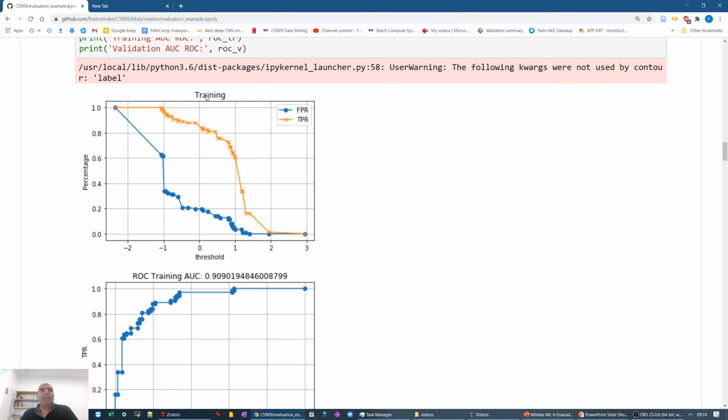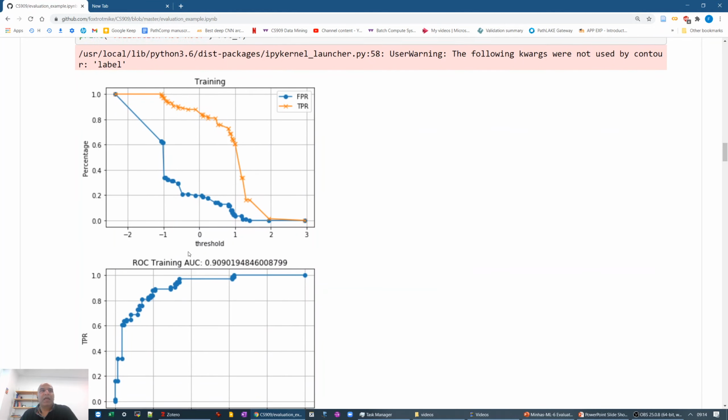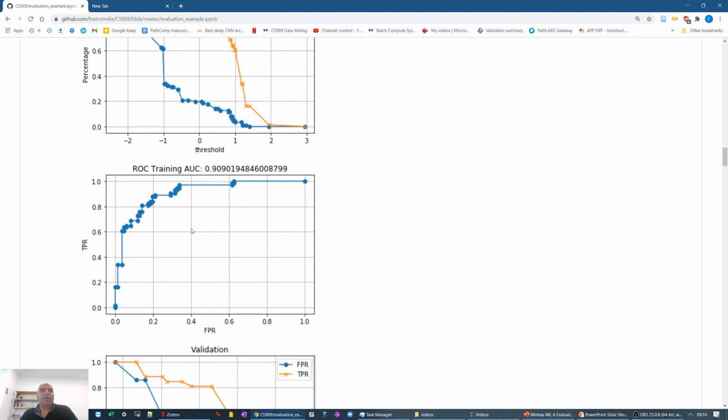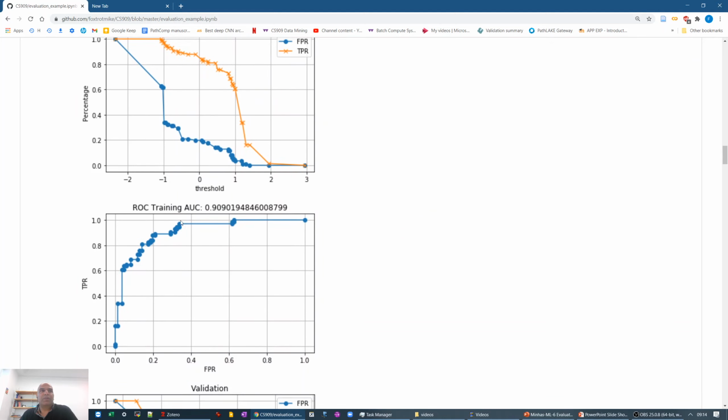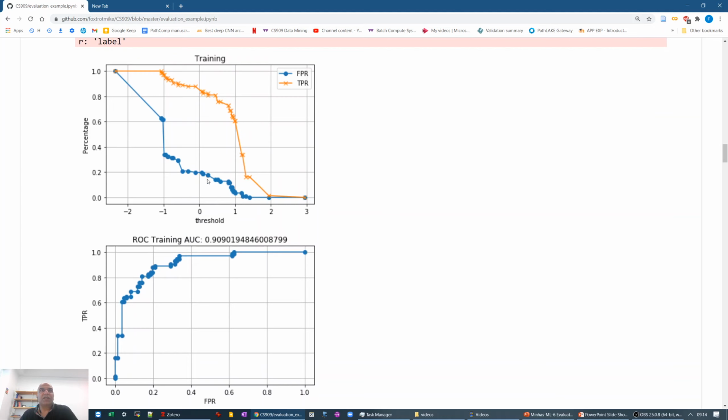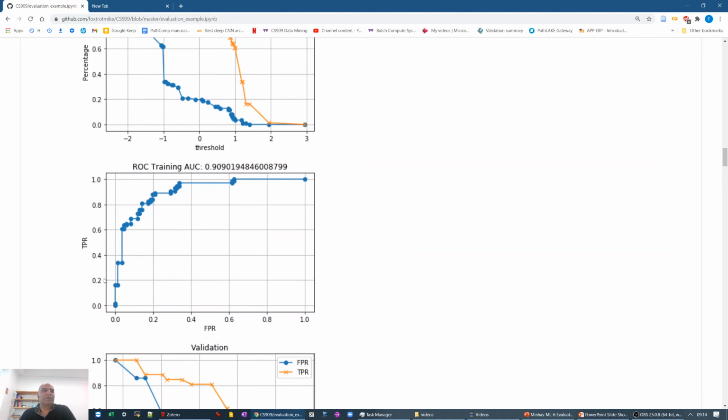This is done for the training data set first, and then we can plot the ROC curve, which is essentially a plot of the true positive rate at a certain threshold against the corresponding false positive rate. So we get this curve. This is the ROC curve.